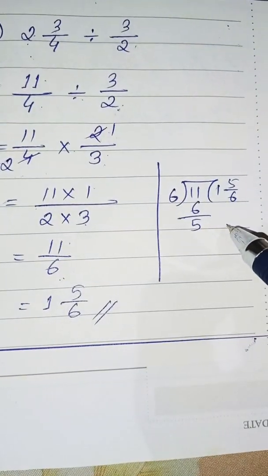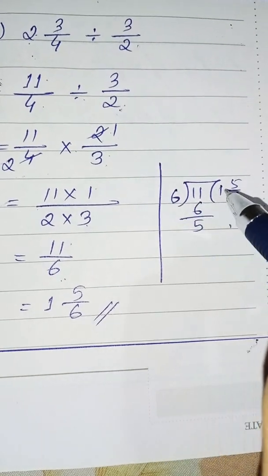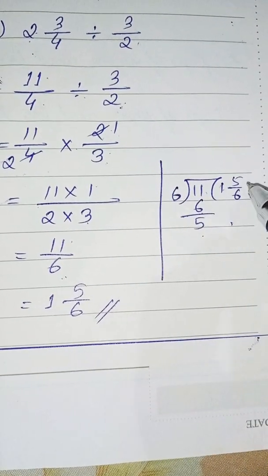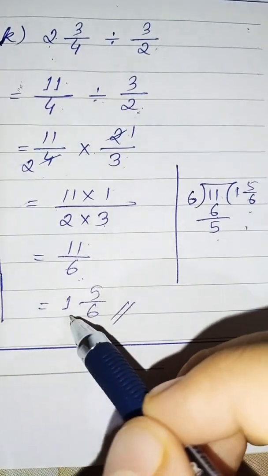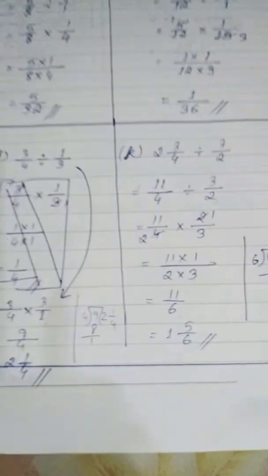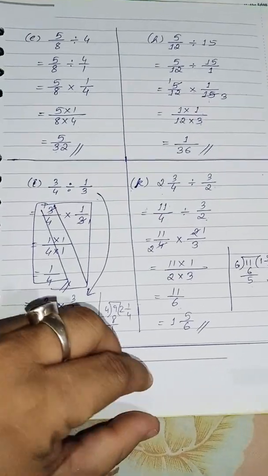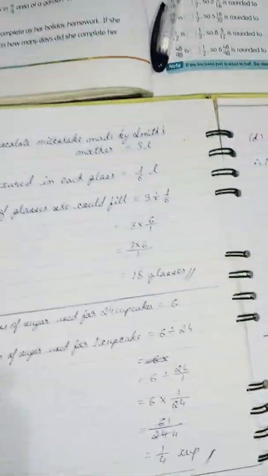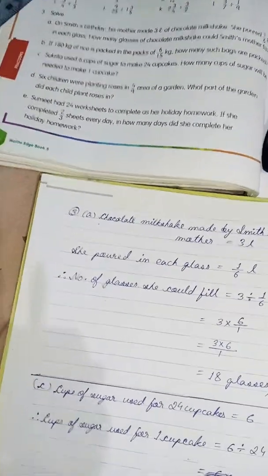Again I have converted the improper fraction to a mixed fraction. 6 1s are 6, remainder 5. So 5 goes in the numerator, 6 comes here, 1 and 5 by 6. So this is how the divisions are done. Based on this division, there are a few word problems. I have done 3 of them.